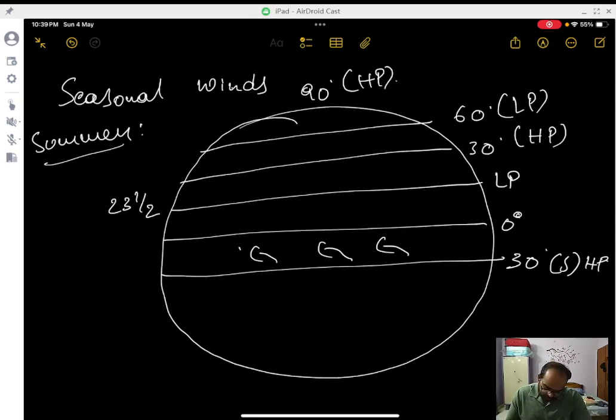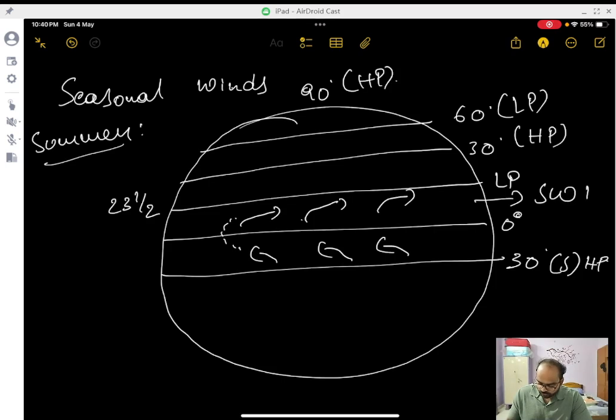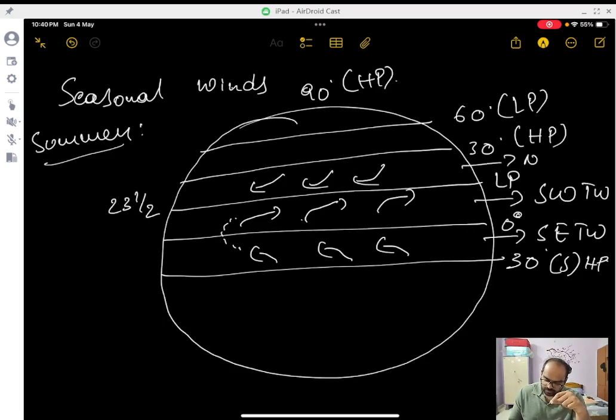Okay. Whenever they travel to the northern hemisphere, they emerge as southwest trade winds. Southwest, southeast. From the subtropical high towards low pressure, winds blow as northeast trade winds. Northeast trade winds. And from the subtropical high to the subpolar low, winds blow as westerlies.